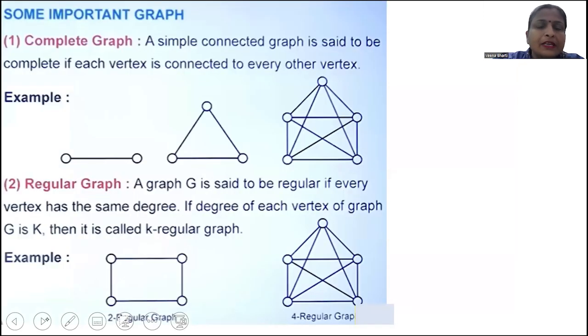Then what is a complete graph? A simple connected graph is called complete if each vertex is connected to every other vertex. So this is called the complete graph. Here are some examples. And the second one is the regular graph. A graph G is said to be regular if every vertex has the same degree. In this diagram, each vertex has only 2 degrees, so this is called the regular graph.